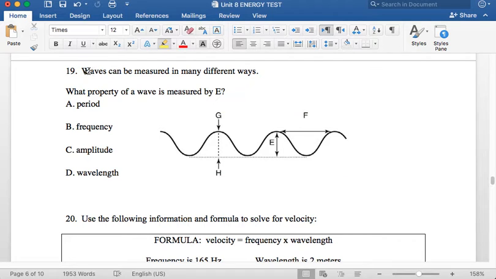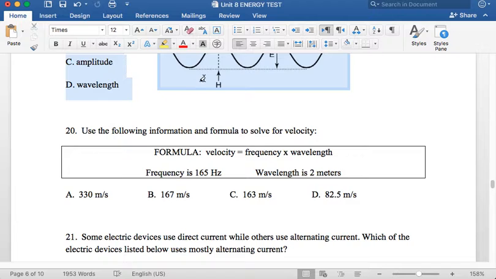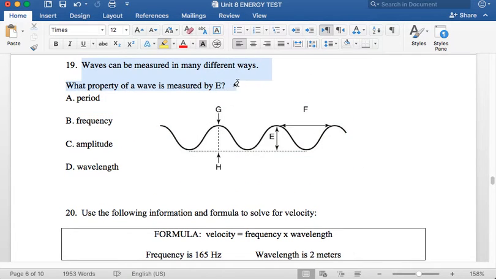Number 19. So you're looking at the same diagram. Again, waves can be measured in many different ways. What property of a wave is measured by E? So now we have this going up and down. Is that A, period, B, frequency, C, amplitude, or D, wavelength?